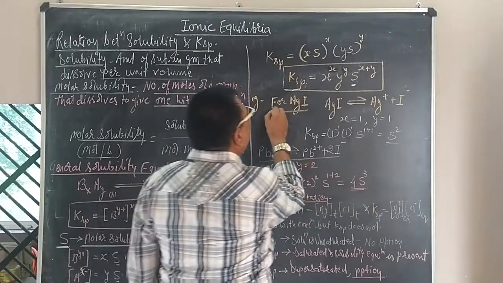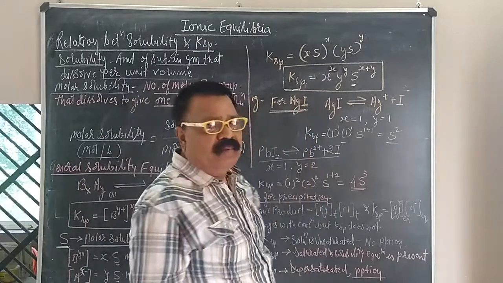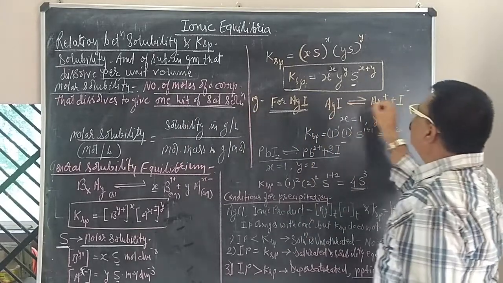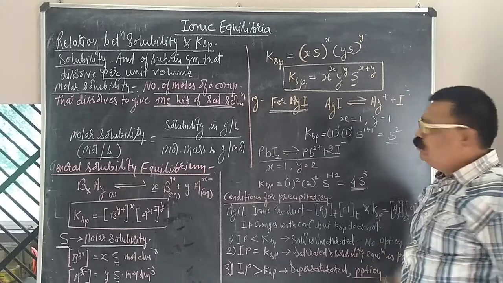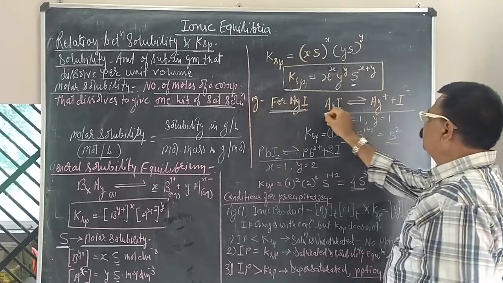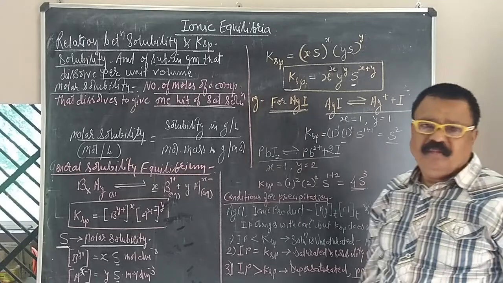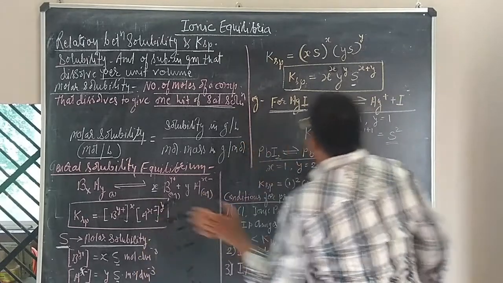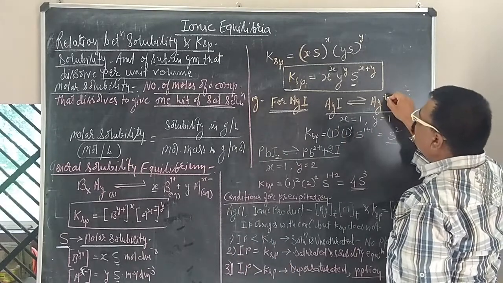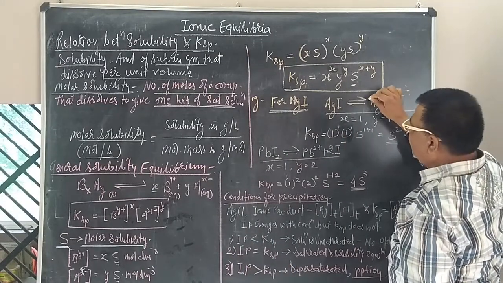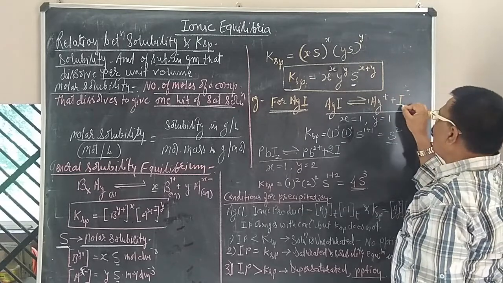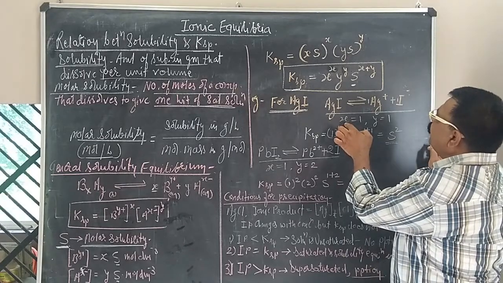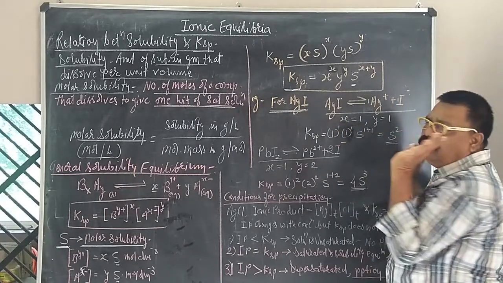Let us take an example. For example, take an equilibrium reaction: AgI gives Ag+ plus I-. This is one reaction. Now according to this formula, Ag carries one positive charge and its coefficient is 1. I carries one negative charge and its coefficient is 1. That means x is 1 and y is 1.